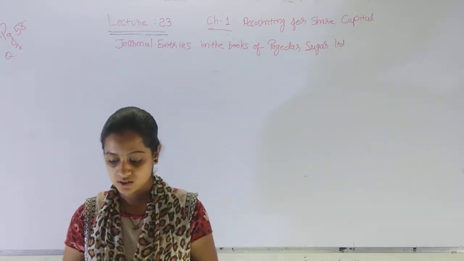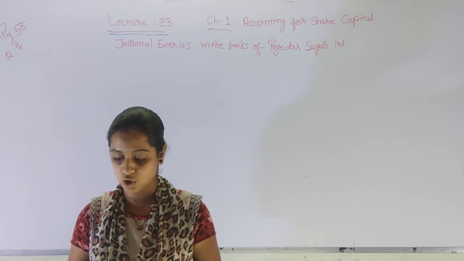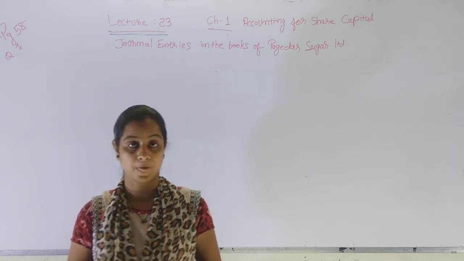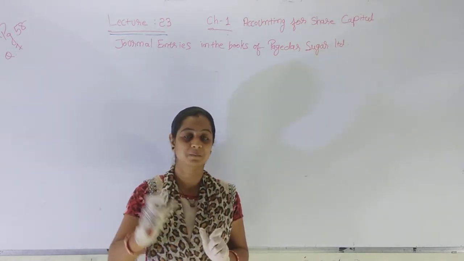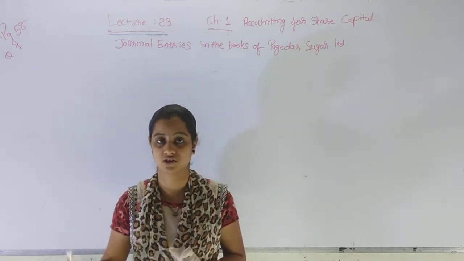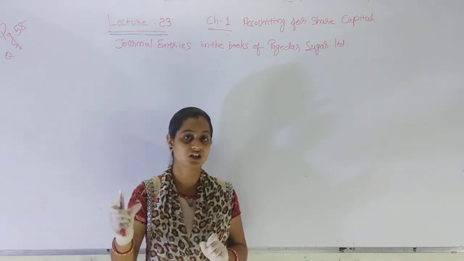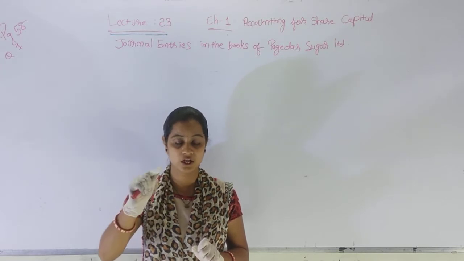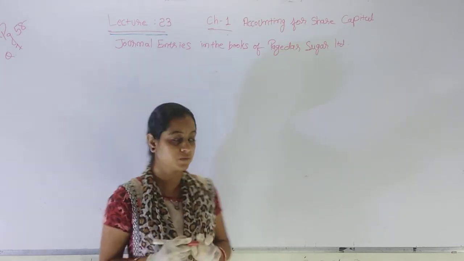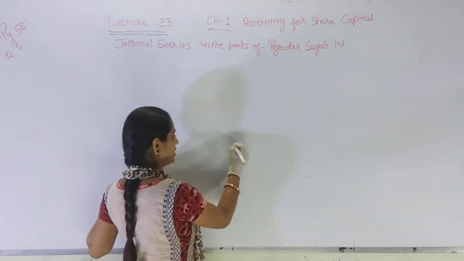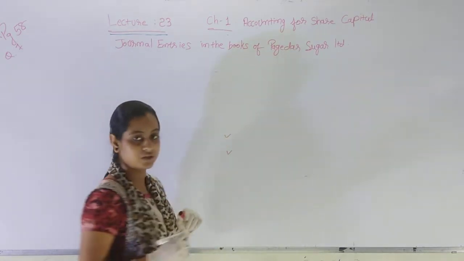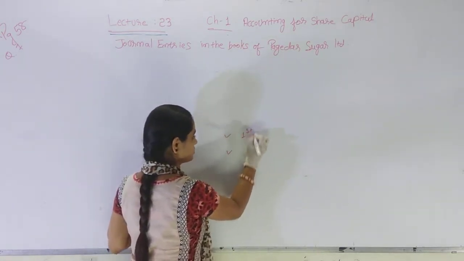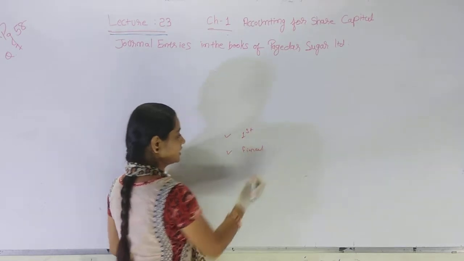Aishwarya, who was allotted 960 shares, could not pay first and final call money. So please do tick mark on first call and final call. Beside the first call and final call, do tick mark like this. Right? This was first call and this was final call, right? Then next.